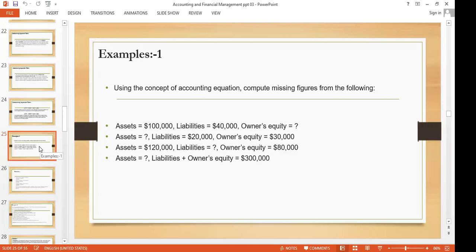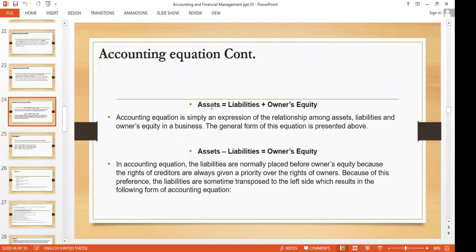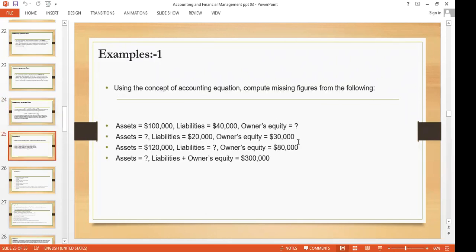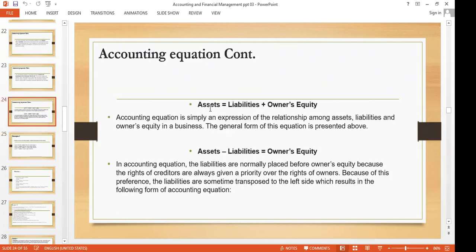Yes, sir. Okay. Please find the second one. We find the assets. Liabilities are given as 20,000. Owner's equity is given as 30,000. Please find the assets, using the first equation. Liabilities and owner's equity are given, so we can find the assets.